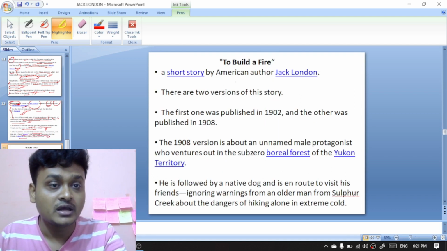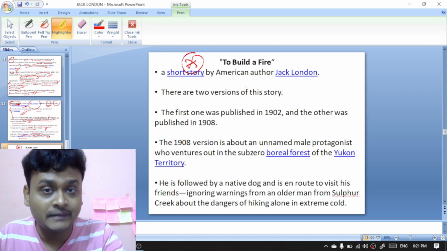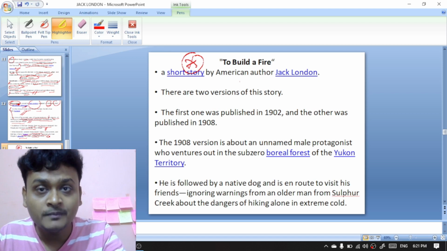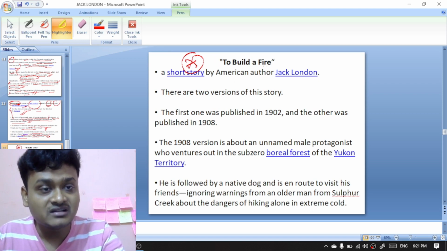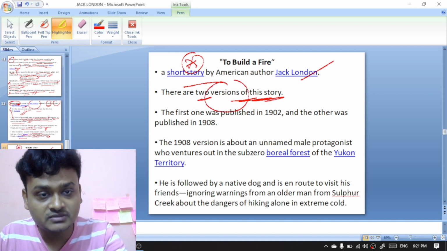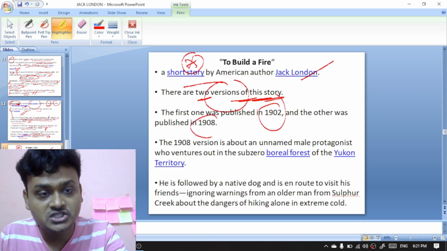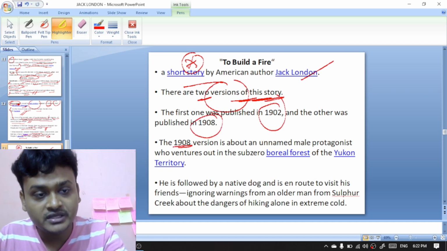Now, there is a short story called To Build a Fire. This is a famous short story. I told you that apart from novels, Jack London has also written some beautiful stories, so let's unearth the stories here. To Build a Fire is a short story by American author Jack London. There are two versions of this story. The first version was published in 1902, whereas the second version was published in 1908, and this version became very popular.